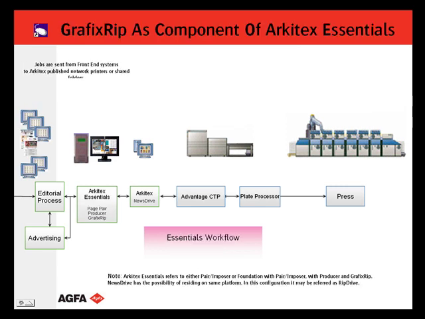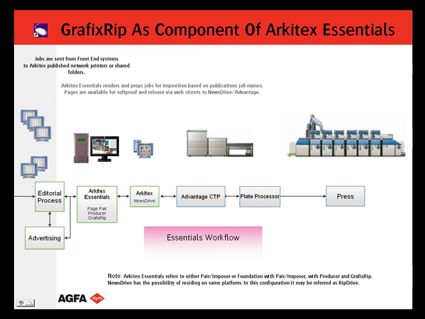As part of the Essentials workflow, jobs are sent from the front-end system to Arkitex published network printers or shared folders. Arkitex Essential renders and preps jobs for impositioning based on publication job names. Pages are available for soft proof and release via web clients to NewsDrive and Advantage. NewsDrive manages image and jobs now as raster data to Advantage. Process plates ready for press room.